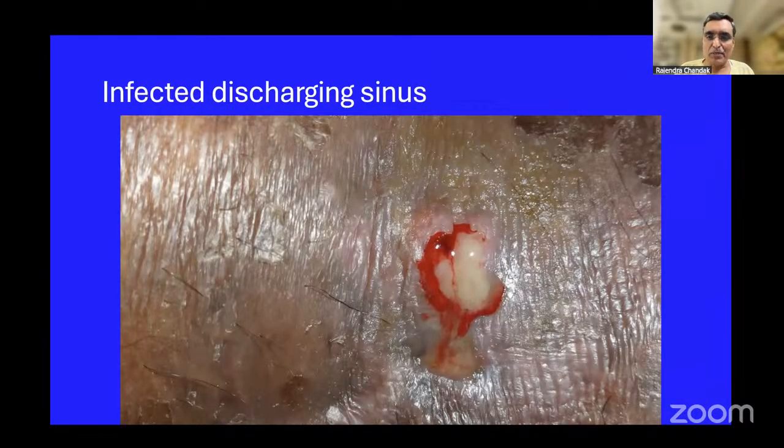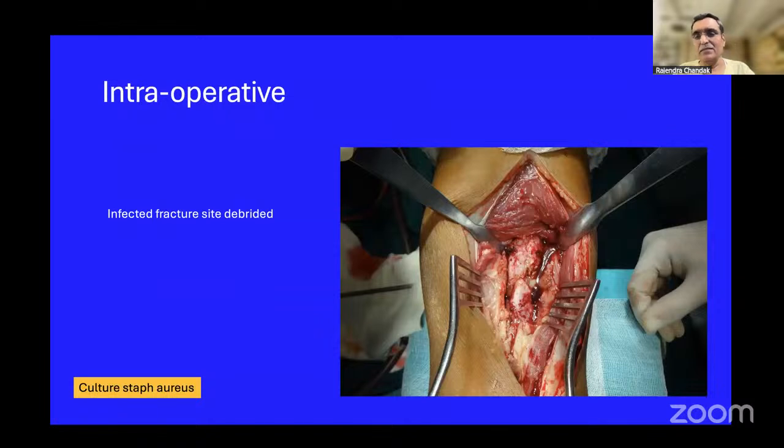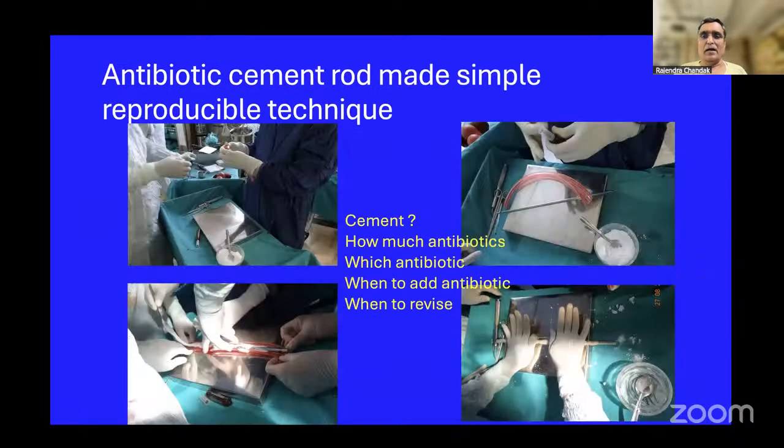So this was how the patient presented with a discharging sinus. And these are the intraoperative photographs where we see pus also coming out at the fracture site from the nail. So that was removed. And this is how we poured the antibiotic nail.